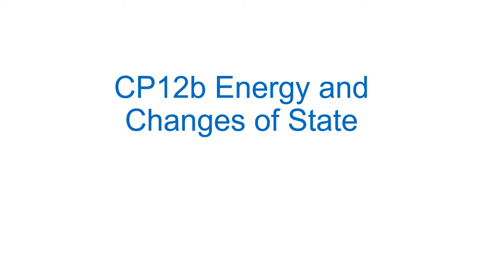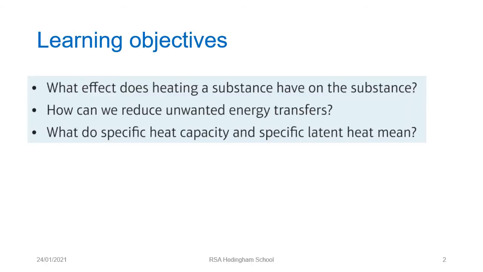Hello Year 11. This is the second lesson in topic CP12 and it's called Energy and Changes of State. Three objectives. What effect does heating a substance have on the particles of the substance? How can we reduce unwanted energy transfers? And what do specific heat capacity and specific latent heat mean?